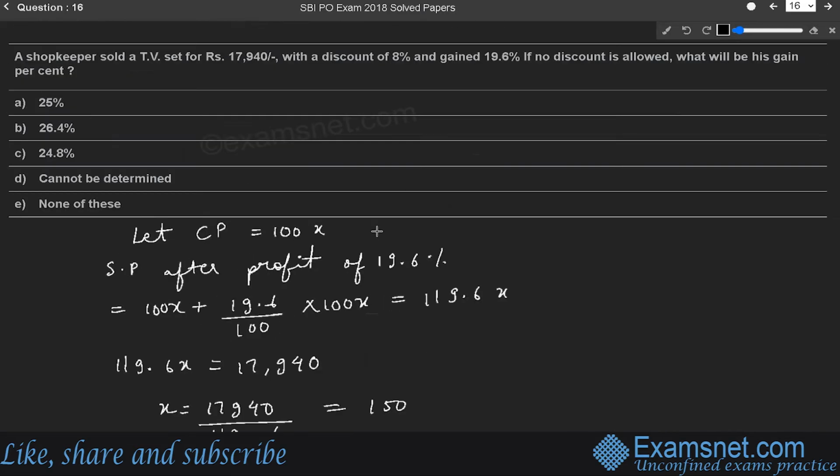Hence, the correct option for this question is option D, which is cannot be determined. Or you can also take option E, which is none of this, because we have already determined the value here and the value is 30. But since it is not given in the options, then the correct option will be option E, which says none of this. I hope it is clear to you.